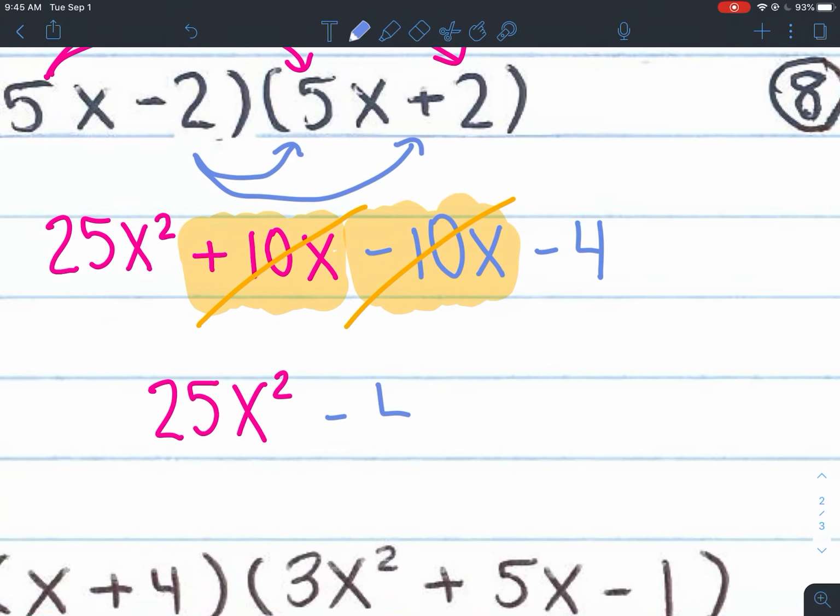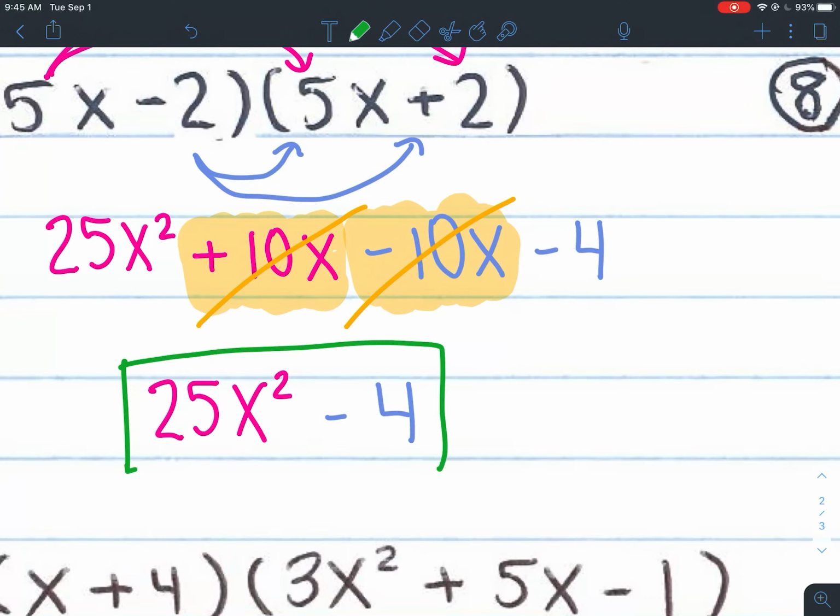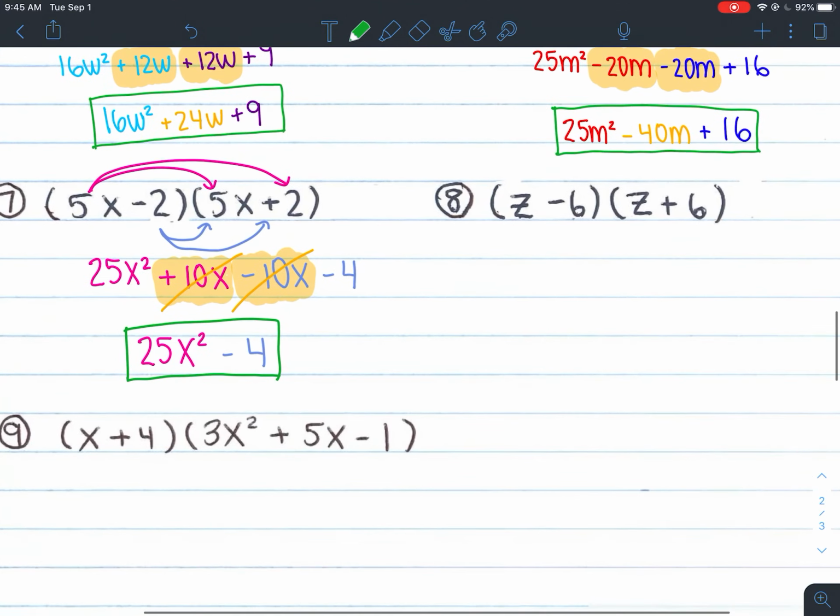Okay. And then we just had the negative 4 left because that middle term got canceled. So here we'd actually only have 2 terms when we finish. Okay? So go ahead and try number 8 if you feel comfortable enough with it, and I suggest that you try it on your own, pause the video, do whatever you need to do, and then we will start.